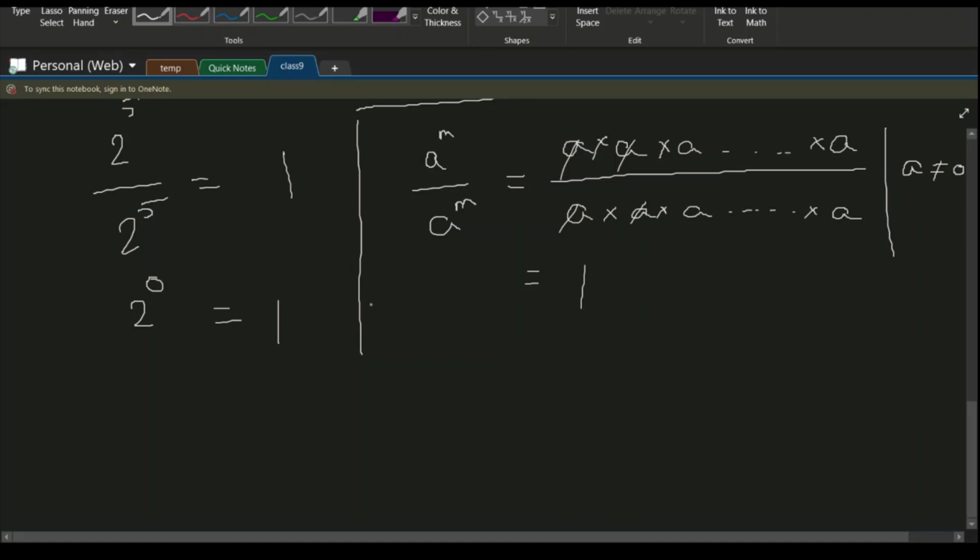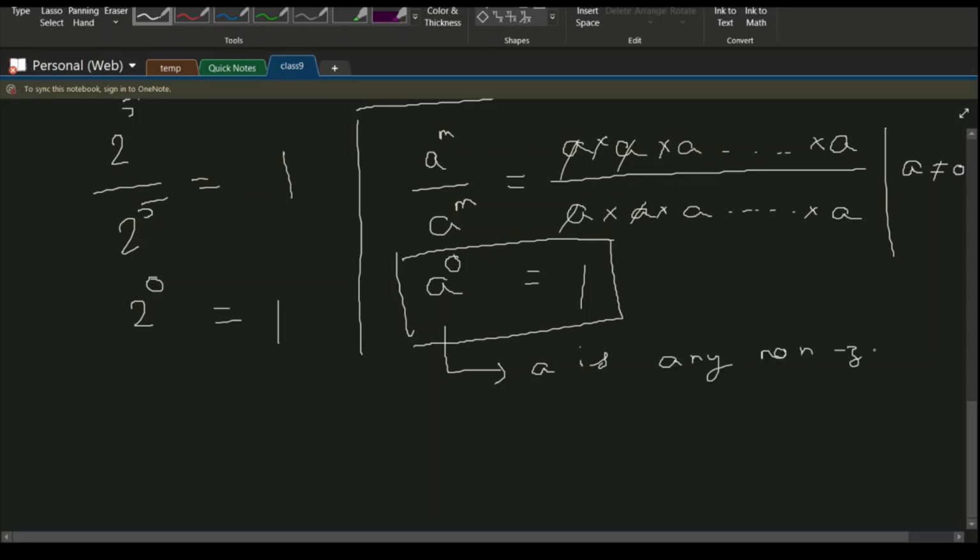And on the right hand side, as per the exponent rule, we can write it as a to the power m minus m, which is 0. So we are showing here that any non-zero real number when raised to the power 0 becomes 1. So the key point to remember here is a is any non-zero real number.